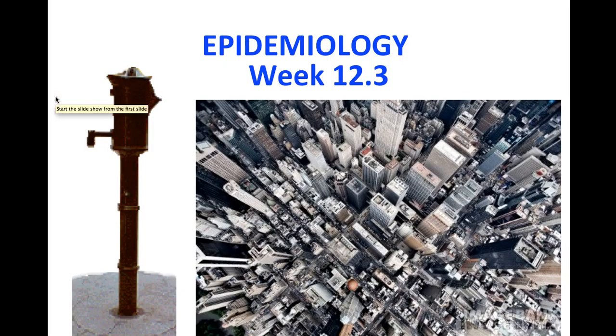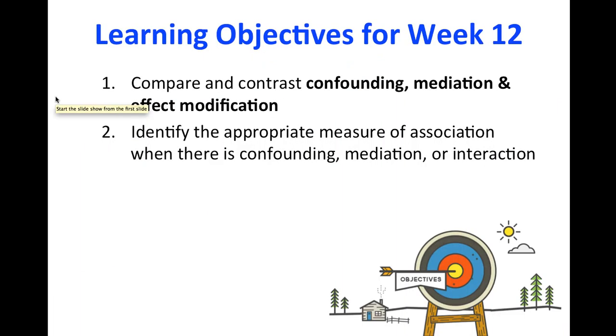So this is the last set of slides for week 12, and now of course we're going to do the last condition. We did confounding, we did mediation, now we're going to do effect modification, otherwise known as interaction. And also with interaction, you will be presenting a different measure of association when you have effect modification present.